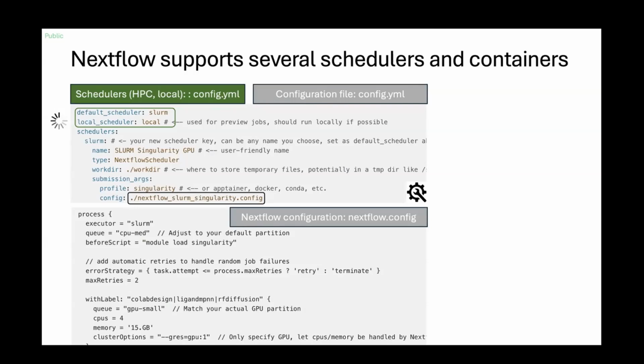Finally, this is an example of the configuration file, which is a YML file. You can see here that you can easily set up the scheduler. You can use the Slurm scheduler, for instance, to run your jobs or your pipelines on the HPC, as well as the local scheduler. And the Nextflow pipeline will take this config file, the Nextflow Slurm Singularity, and will process your tasks with specified variables, such as using GPUs, CPUs, or a particular amount of memory.